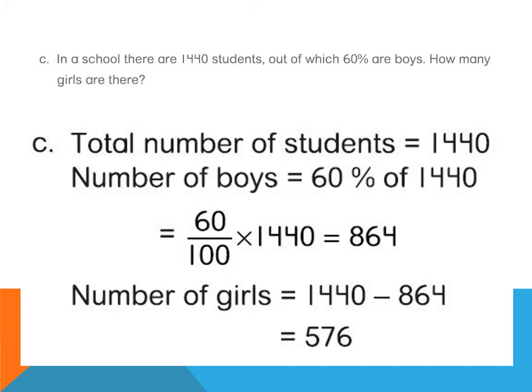Now you will have to write the concluding sentence. Therefore, the number of girls in the school is equal to 576. Pause the video if required, note down the correct answer. If you have done the answer correctly already, then good for you. Even after noting down the correct answer, if you have any doubt, please contact me. I will help you out.